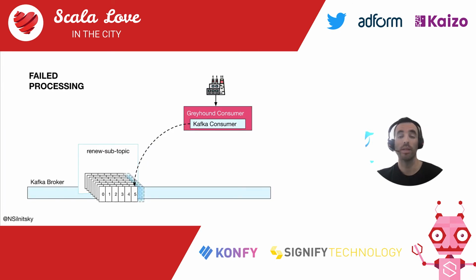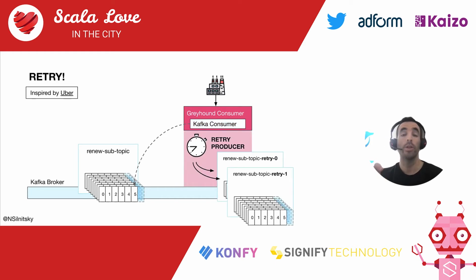So how does it work behind the scenes? We have our Greyhound consumer, and it has a built-in retry producer that will actually, in case of failure, produce the message to the retry topic. We have a retry topic per interval that the user has declared. And the message will be processed on the retry topic after the interval expires. And of course, if the message fails processing on the first retry, it will then be produced to the second retry topic. This design of retry topics was inspired by Uber for Greyhound.